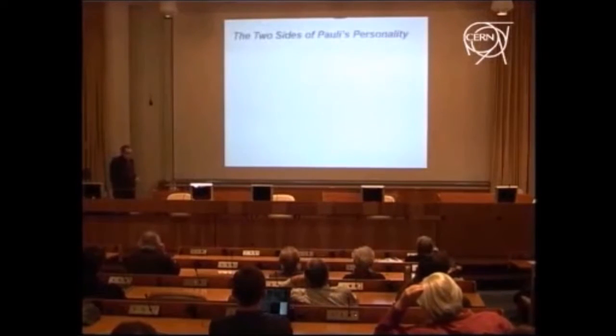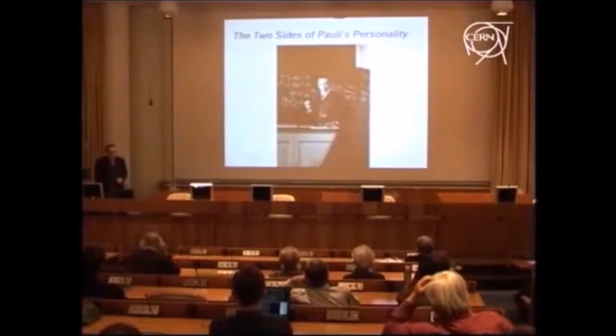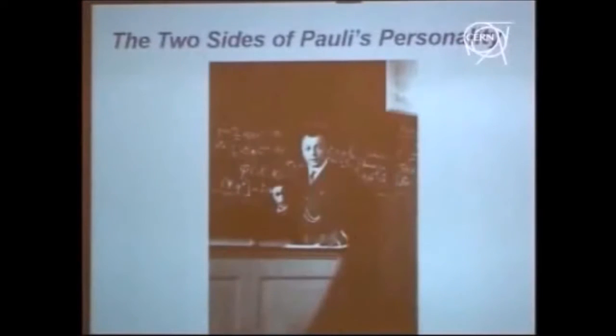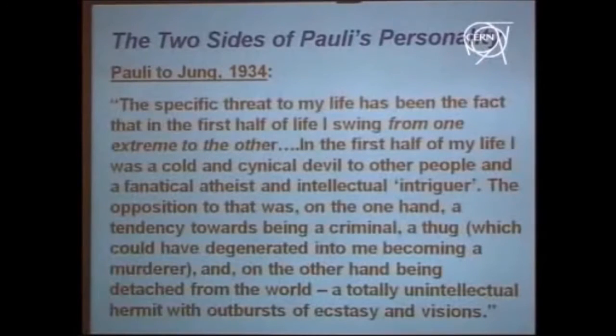Now, there are two sides to Pauli's personality, it turned out. By day, he was a straight arrow, Germanic, Austrian, Herr Professor, Doktor. By night, it was another story, as he revealed to Jung some years later.